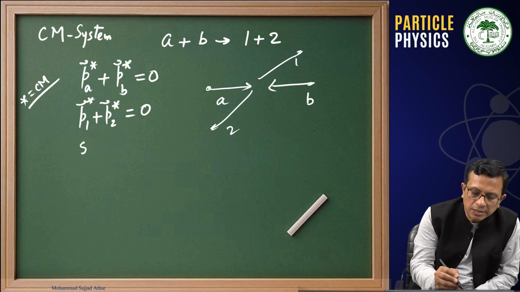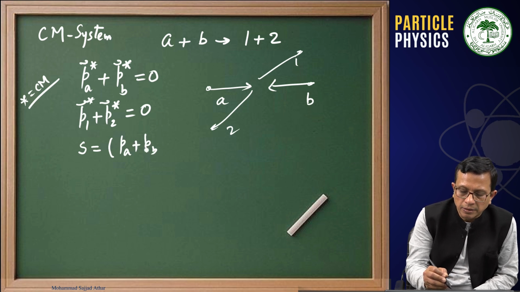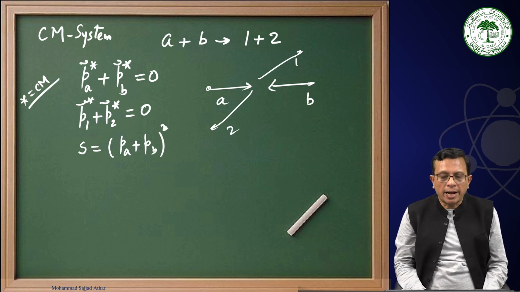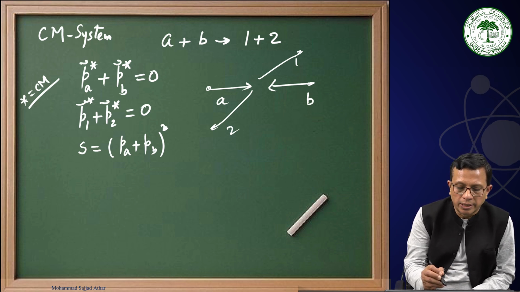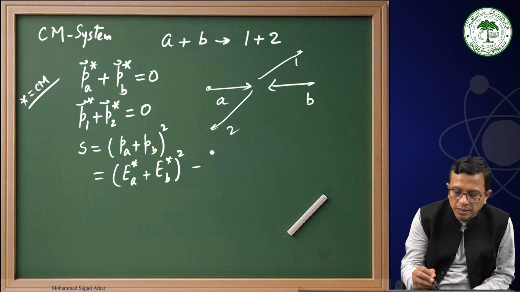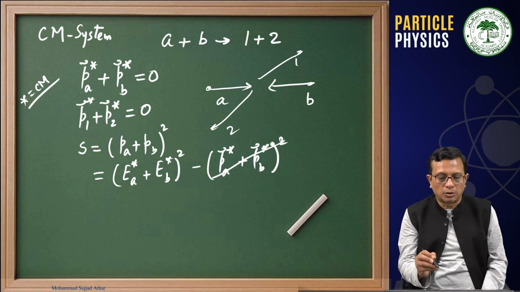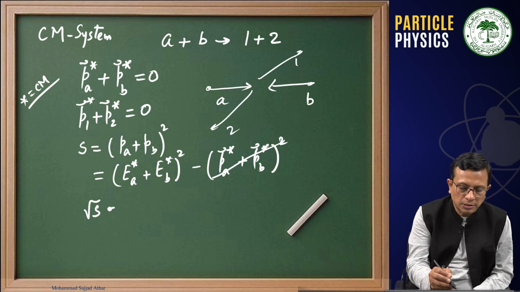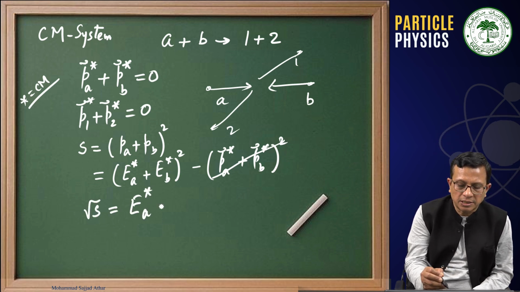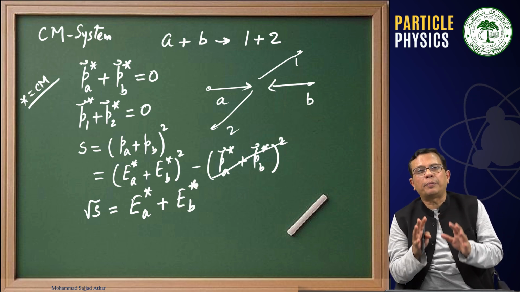Now, by definition, S is (P_A plus P_B) whole square. This is (E_A star plus E_B star) whole square minus (P_A star plus P_B star) whole square, and the second part is 0. Therefore, what is square root S? This is E_A star plus E_B star. This is what I call the center of mass energy.